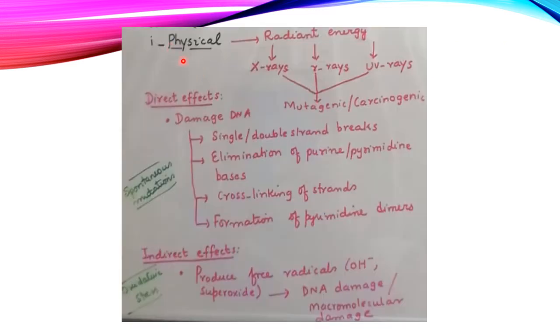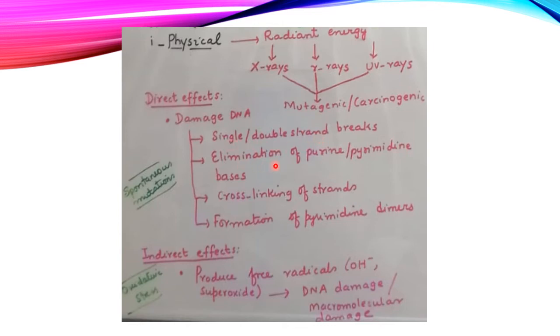The first cause of cancer is physical, which is induced by radiant energy in the form of X-rays, gamma rays, or UV rays, which are mutagenic or carcinogenic. These rays can damage DNA by imparting some direct effects or some indirect effects. This is the list of direct effects which can result in impairment of DNA. First, these rays can cause breaks in the single and double strands of DNA.